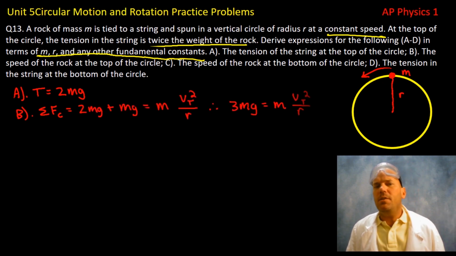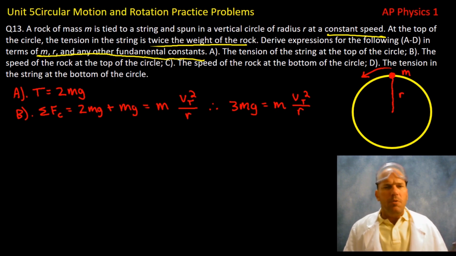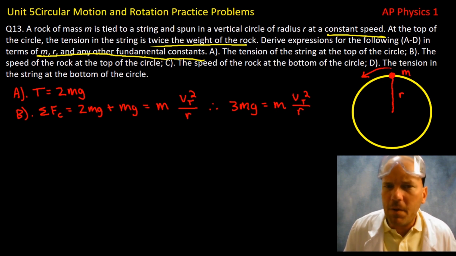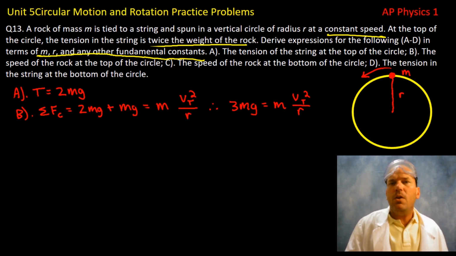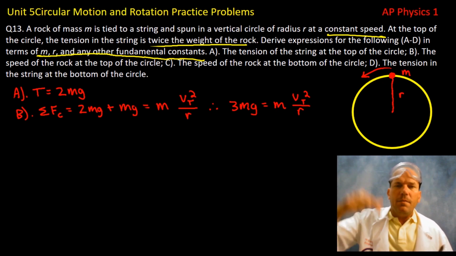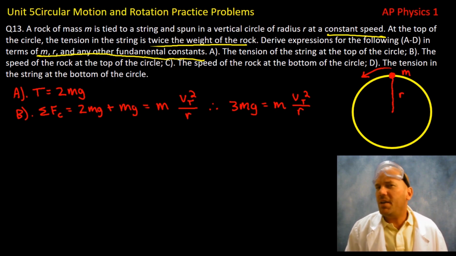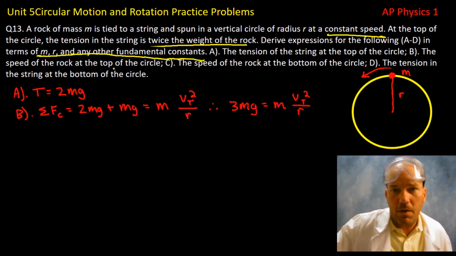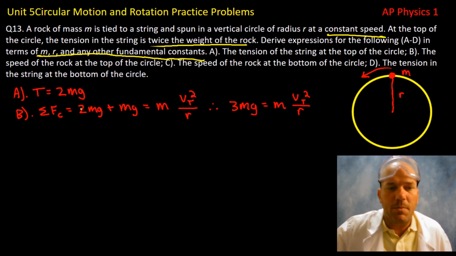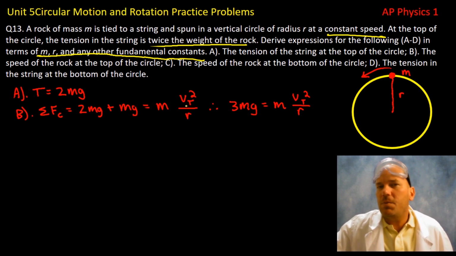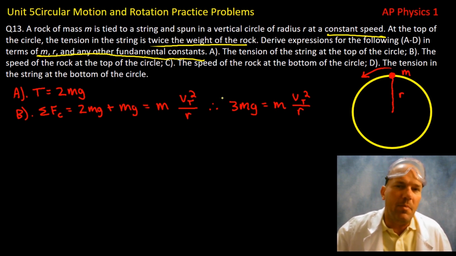Part B, the speed of the rock at the top. Okay, well, in part B, at the top of the loop, if we were to draw a free body diagram at the top of the loop, there are two center-seeking forces. There's the force of tension and the force of gravity. So by summing our inward forces, we have force of tension plus force of gravity. However, we've derived force of tension to be 2mg, and we know the force of gravity is mg. So we're going to set those equal to mass times tangential velocity squared divided by radius.